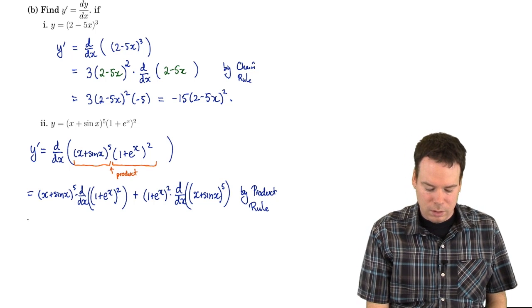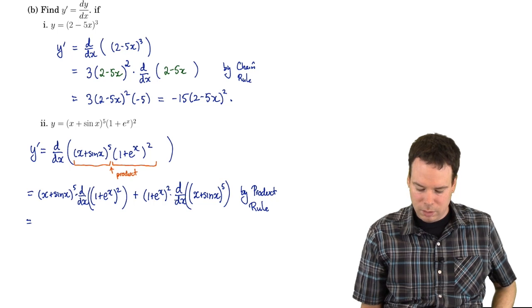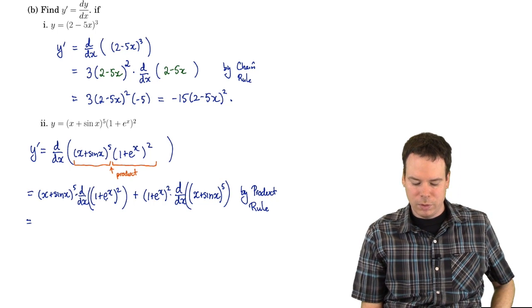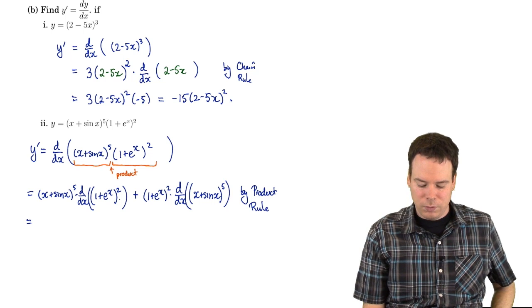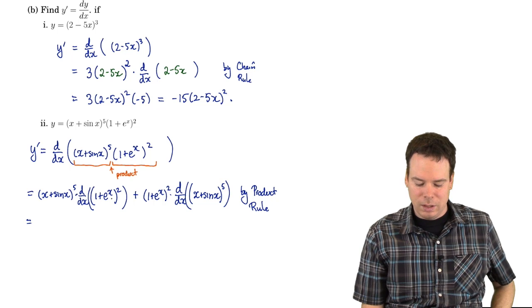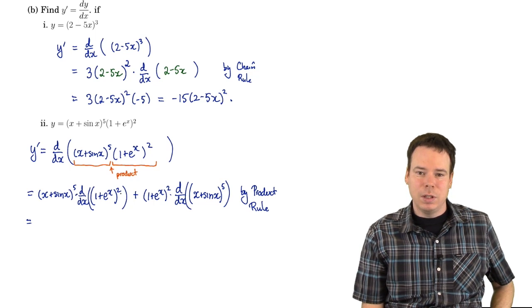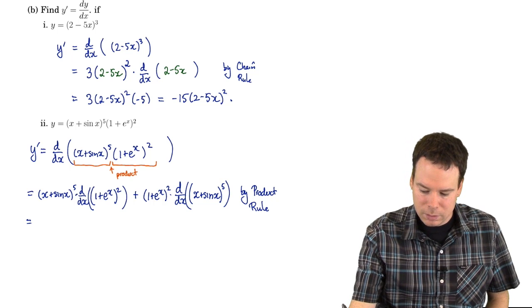Now at this stage, we scan through and say, are there any derivatives we need to evaluate still? And sure, there are a couple of derivatives. There's this derivative of (1 + e^x)^2 and another derivative of (x + sin x)^5. How are those ones built up? Well, this first one is a composition. There's this inside function, 1 + e^x, and it's being squared. So here is where the chain rule would be used. So let's go to work on this.